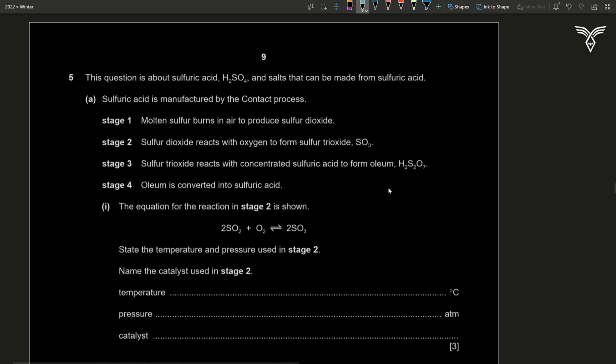طيب question number 5. This question is about sulfuric acid and salts that can be made from sulfuric acid. Sulfuric acid is manufactured by the contact process. Stage 1, molten sulfur burns in air to produce sulfur dioxide. Stage 2, sulfur dioxide reacts with oxygen to form sulfur trioxide. Stage 3, sulfur trioxide reacts with concentrated sulfuric acid to form oleum. وبعدين oleum is converted into sulfuric acid.